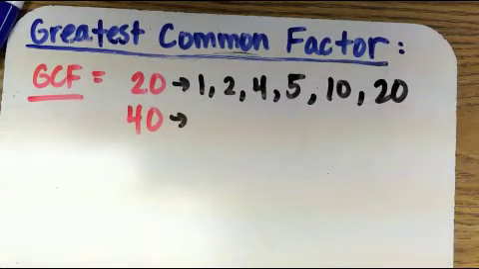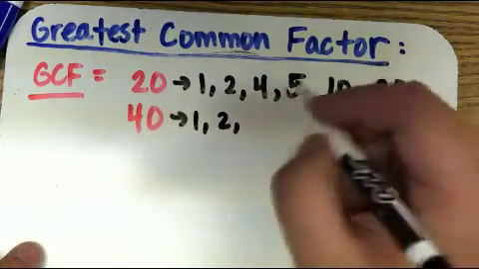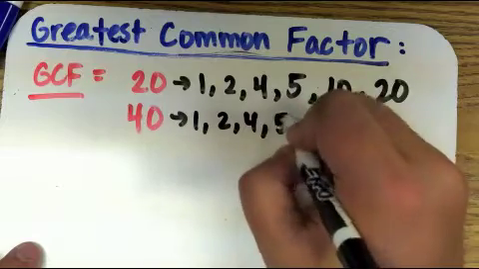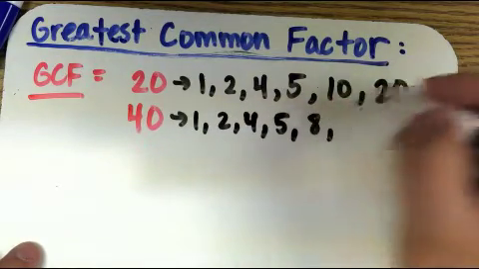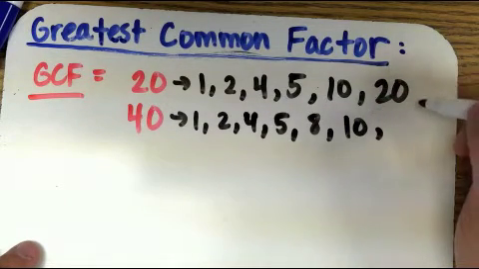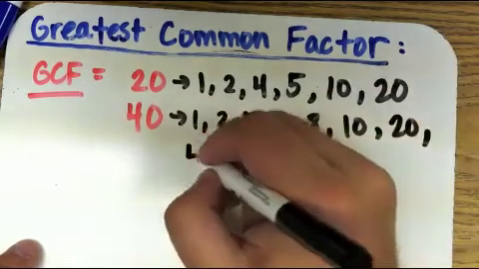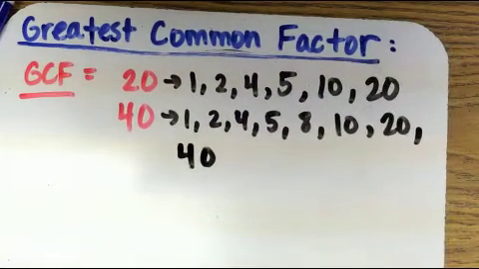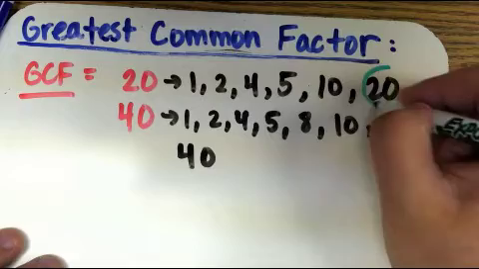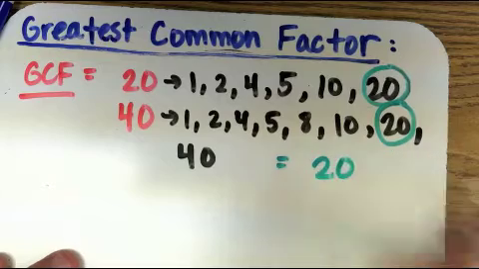Now let's do 40. For 40, we've got 1, 2, 4, 5, 8, 10, and then 20, and then 40. Those are all the factors that will go into 40. Now we want to figure out the highest one that they have in common. The highest one I see is that this one has a 20 and this one has a 20. So the highest here is 20.